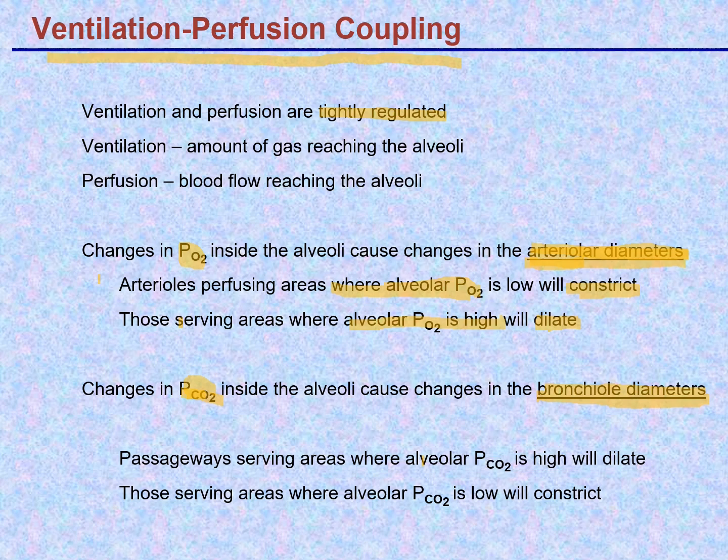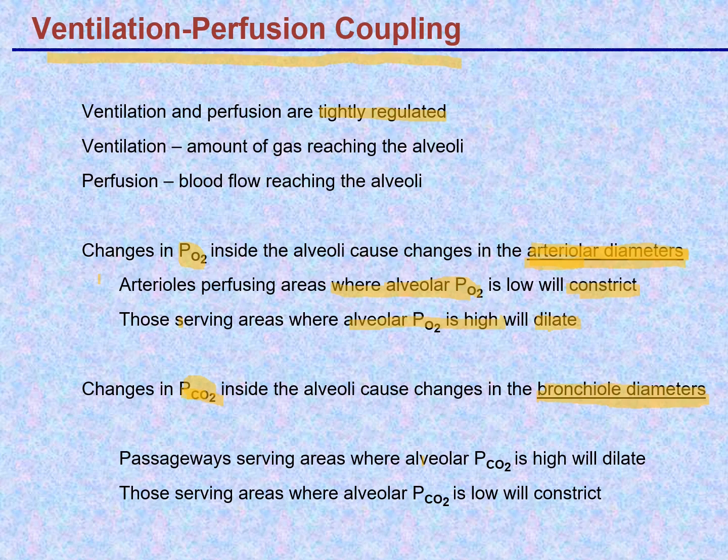Yeah, changes in CO2 inside the alveoli will cause changes in the bronchial diameter. If you have widening or dilation of the bronchiole, it's because we're talking about an alveolus where there's good perfusion of blood and there's lots of CO2 going into that alveolus. So the bronchiole will have to dilate more to move more air. You need more ventilation through that area.